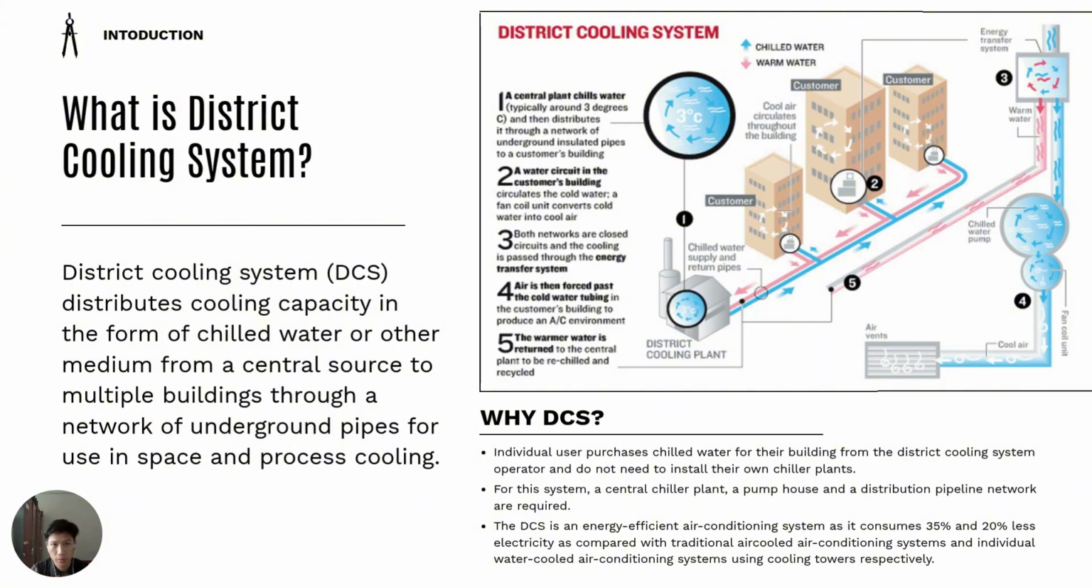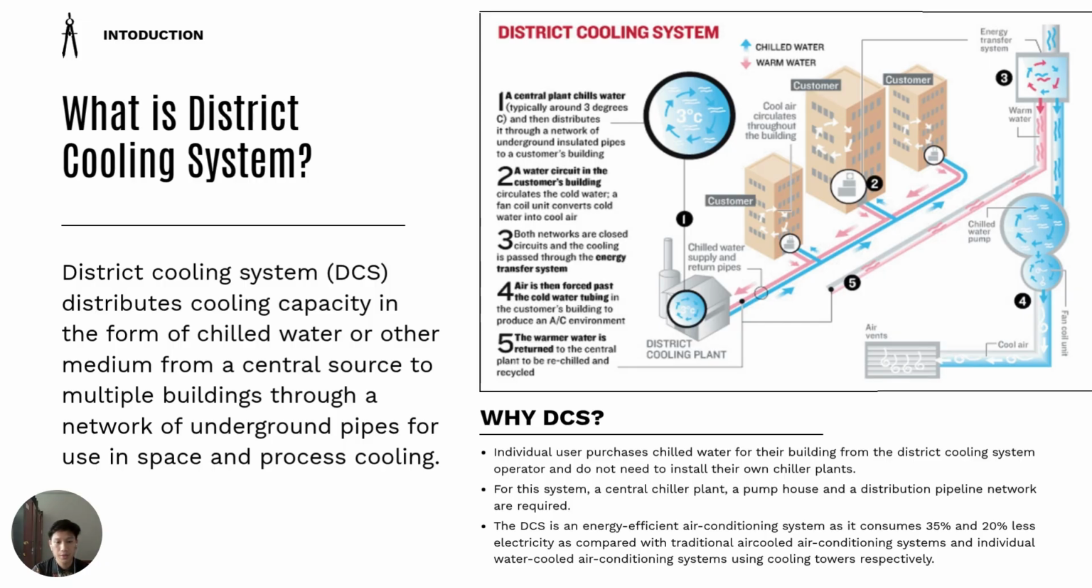And why should we choose the DCS? Individual users receive chilled water for their buildings from the district cooling system operator and do not need to install their own chiller plant. For the system, a central chiller plant, a pump house, and a distribution pipeline network are required.